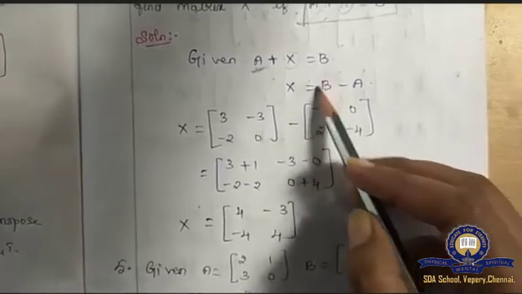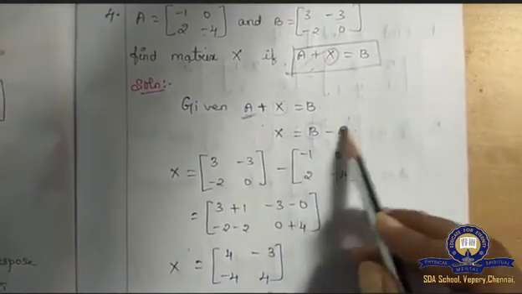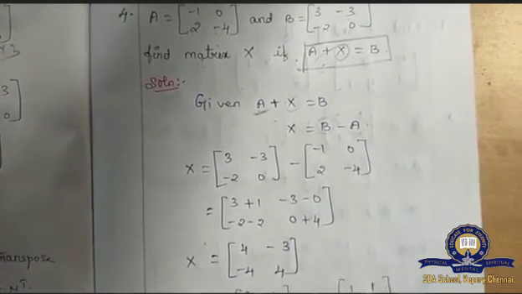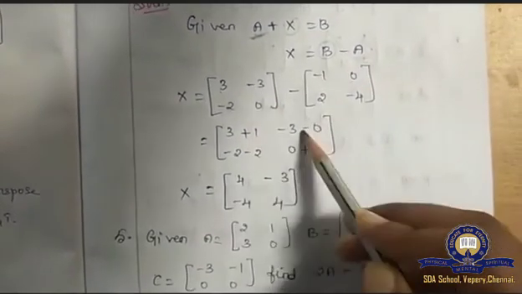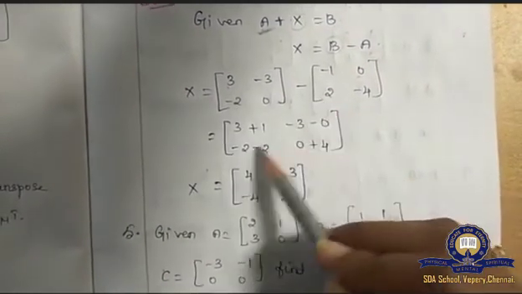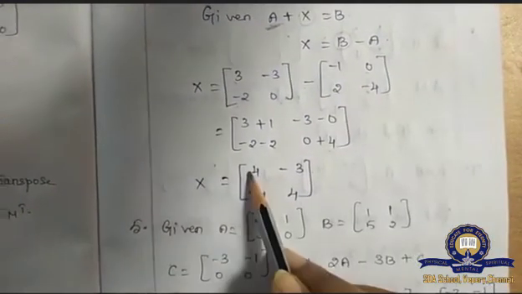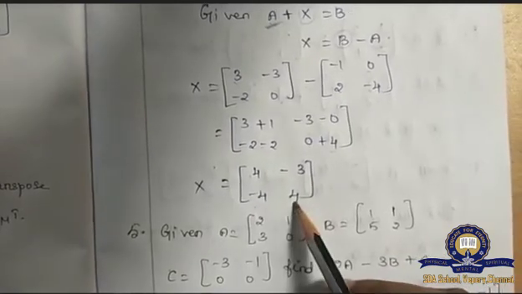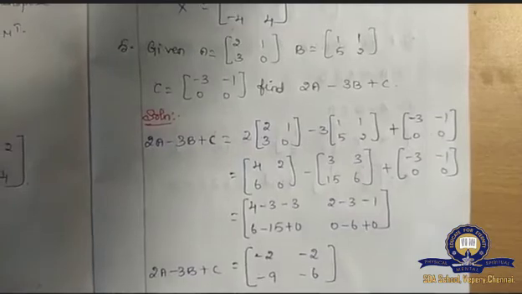So what is the B matrix? 3, minus 3, minus 2 and 0. And what is the A matrix? Minus 1, 0, 2 and minus 4. Now subtract. 3 minus of minus 1 is plus. Minus 3 minus 0. Minus 2, 0, minus into minus, plus. Okay, so the answer will be 4, minus 3, minus 4 and 4. Okay. Hope you people understand.